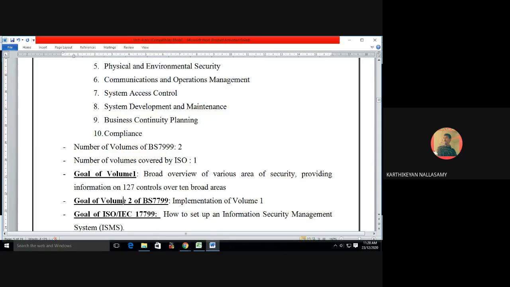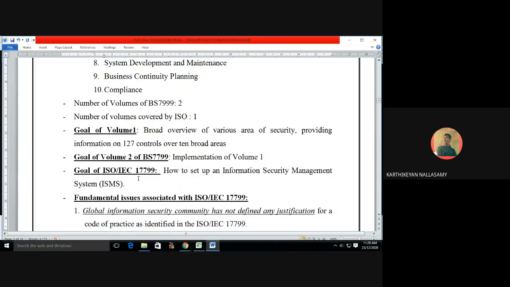And the goal of volume 2 of the British standard 7799 is how we are going to implement these 127 different types of controls, which are defined under volume 1. But this ISO IEC, the International Standard Organization and International Electrotechnical Commission 17799, is about how we are going to set up an information security management system, that is called ISMS.